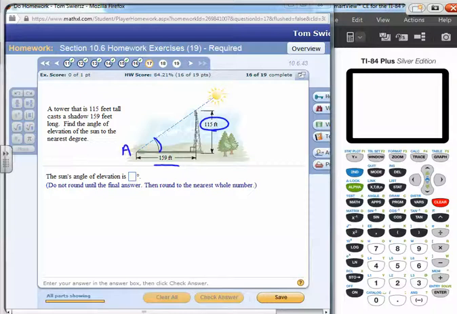We can call it angle A if we want. Notice, with respect to angle A, the angle of elevation, the 115 is one of the legs, because it forms the right angle. It's away from angle A, so it's the side opposite. This is another leg, the side adjacent, and of course the hypotenuse is here. We're not given that.